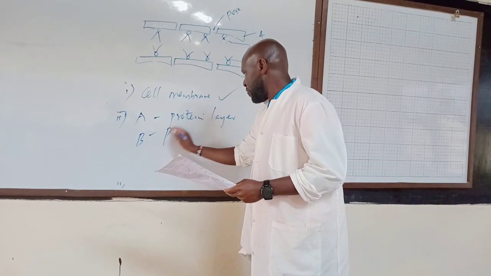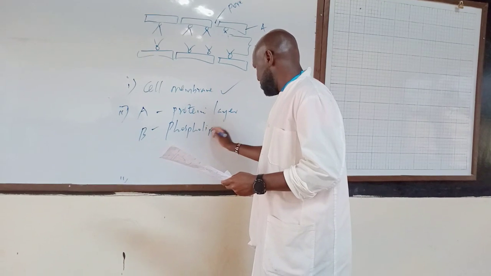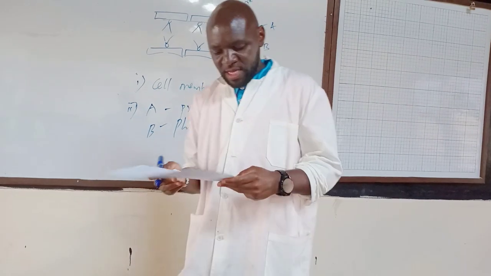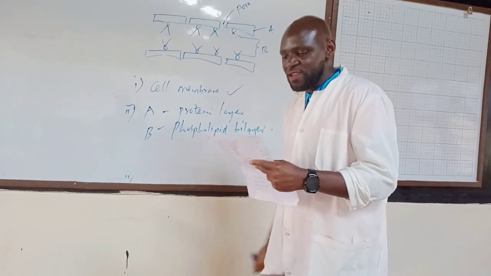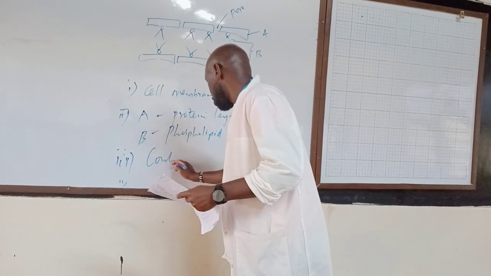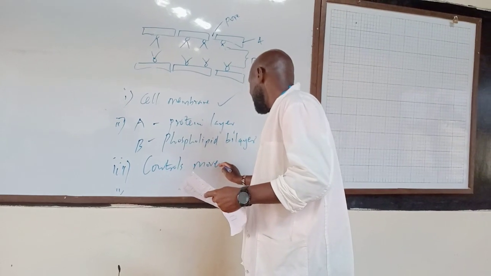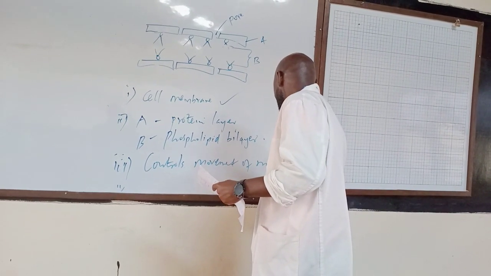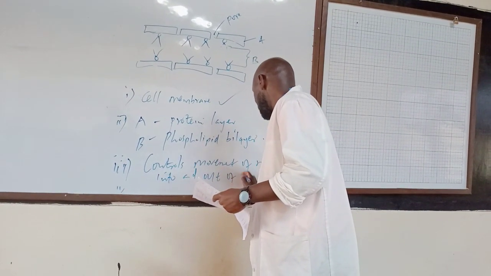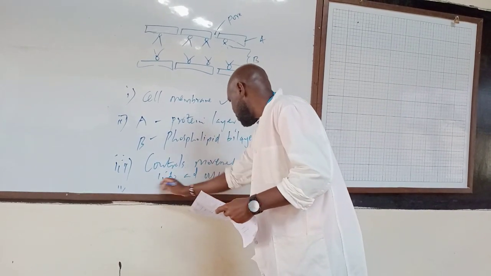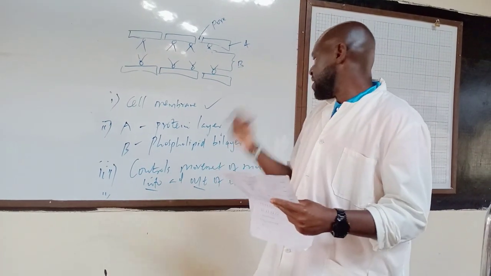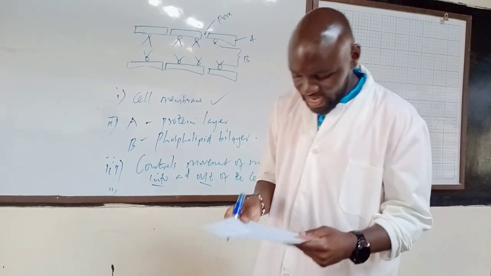This one is what we call the phospholipid bilayer. The phospholipid bilayer. And then state one function of the above structure. The function of a cell membrane, we said, is that it controls movement of materials into and out of the cell. So this one is very important. You have to show direction. Control or regulate movement of materials into and out of the cell.